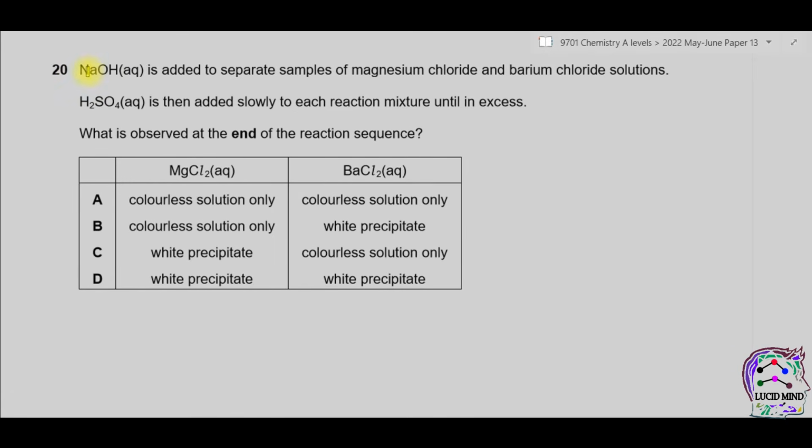Question number 20. Sodium hydroxide aqueous is added to separate samples of magnesium chloride and barium chloride solutions. Sulfuric acid aqueous is then added slowly to each reaction mixture until it is in excess. What is observed at the end of the reaction sequence? So let's see, if we have magnesium chloride, it forms colorless solution or white precipitate. For barium chloride, it is colorless solution or white precipitate.